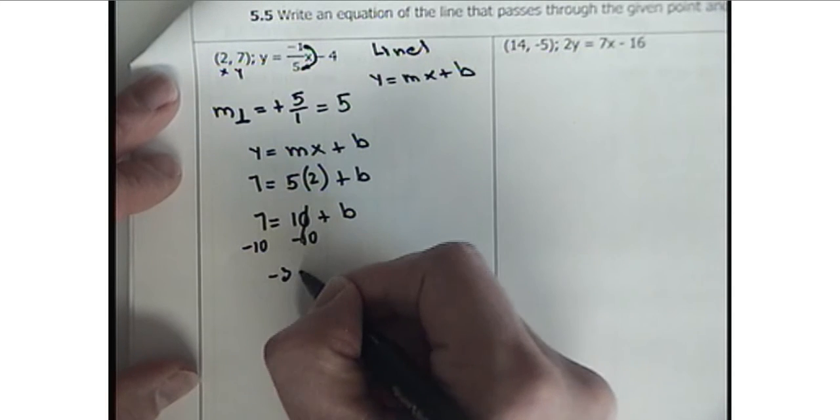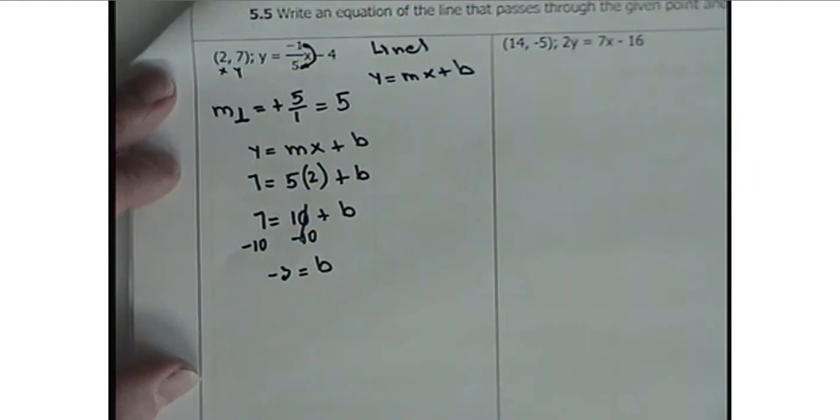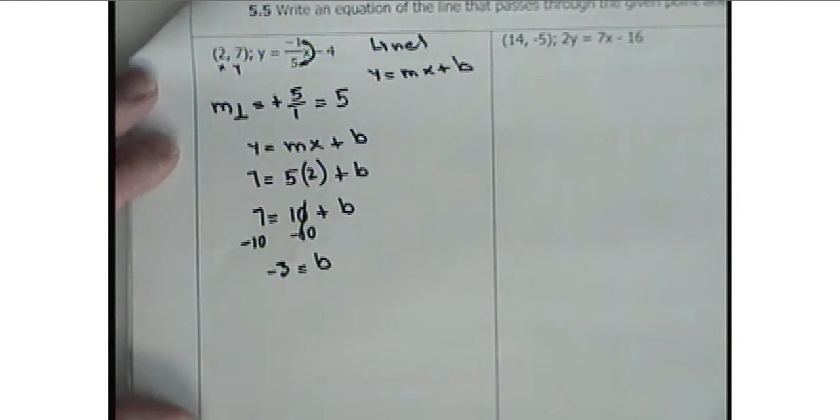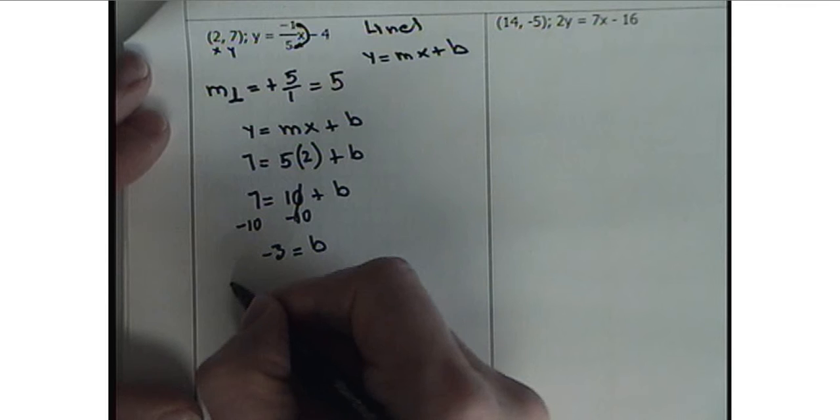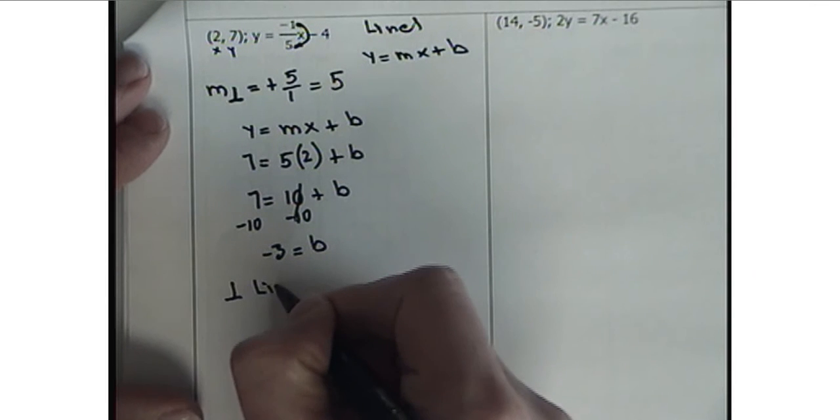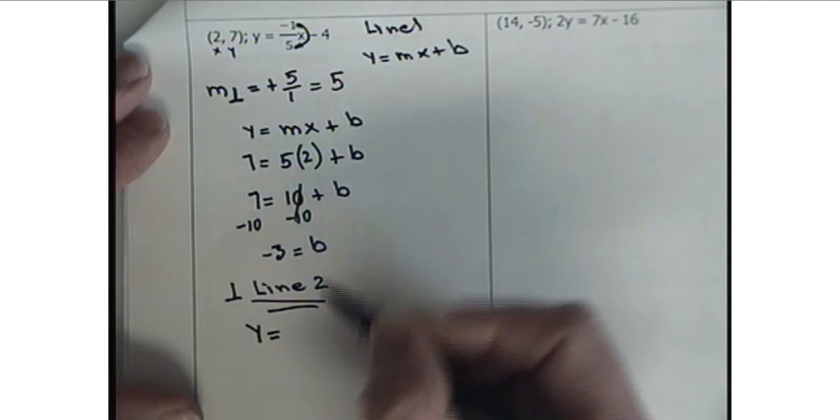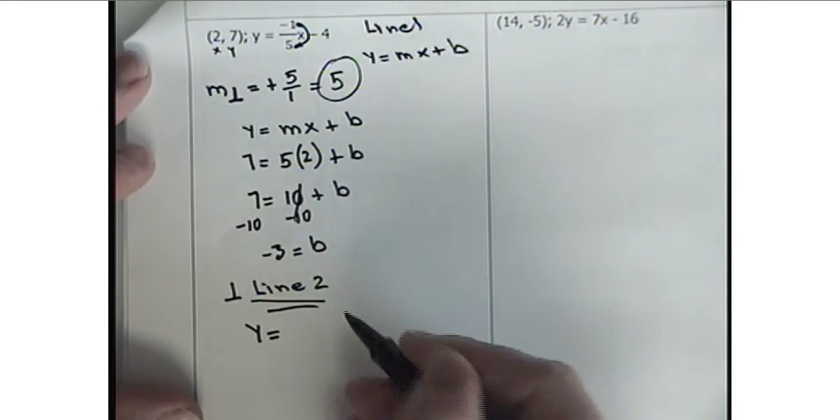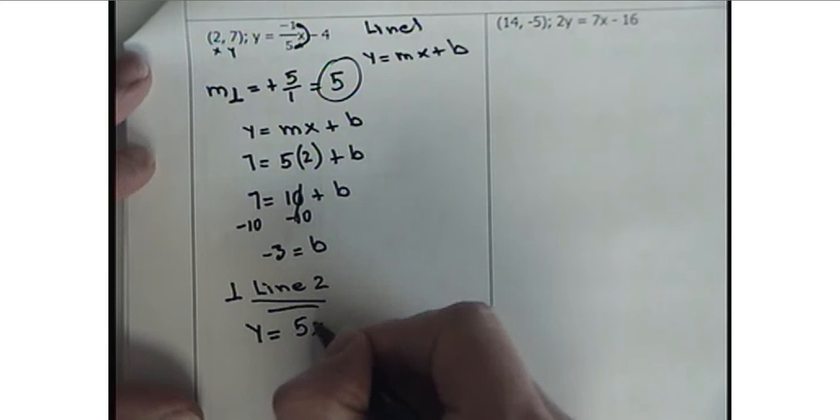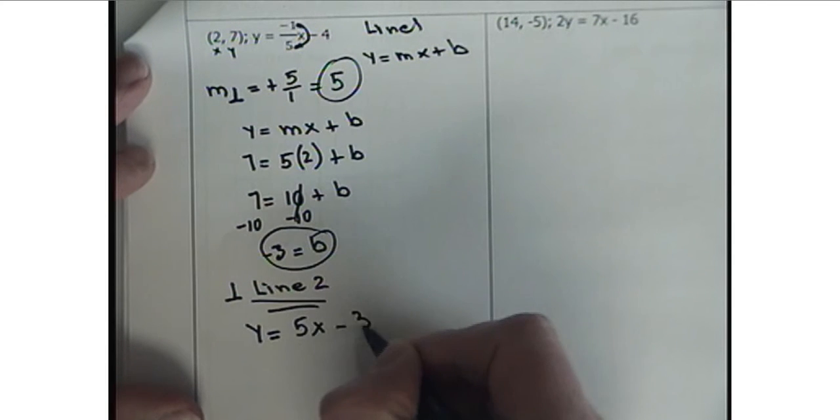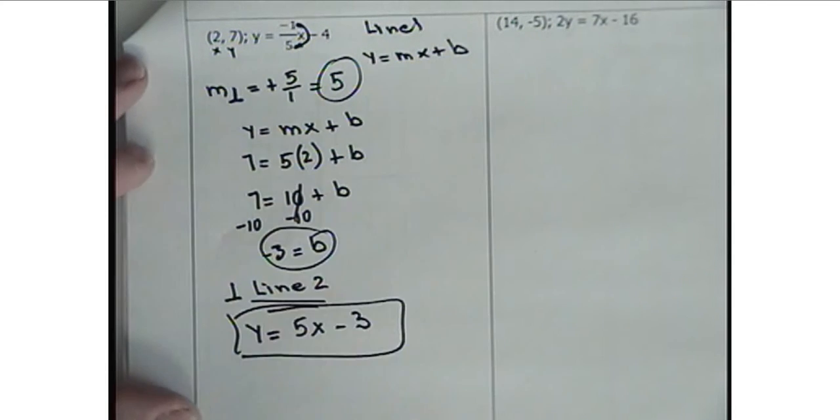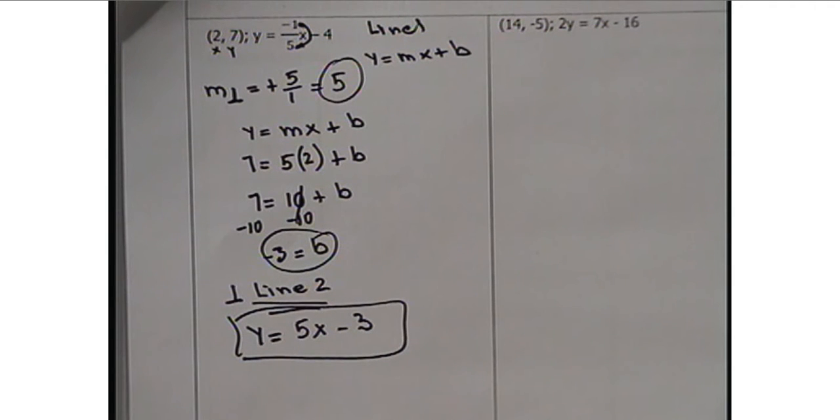Negative 3 equals b. Once we know b, just like the parallel lines, we will have to write down the line 2 equation, which is y equals, the slope we said is 5, so it will be 5x, and b is minus 3. That stands for the second line equation, perpendicular to the first one.